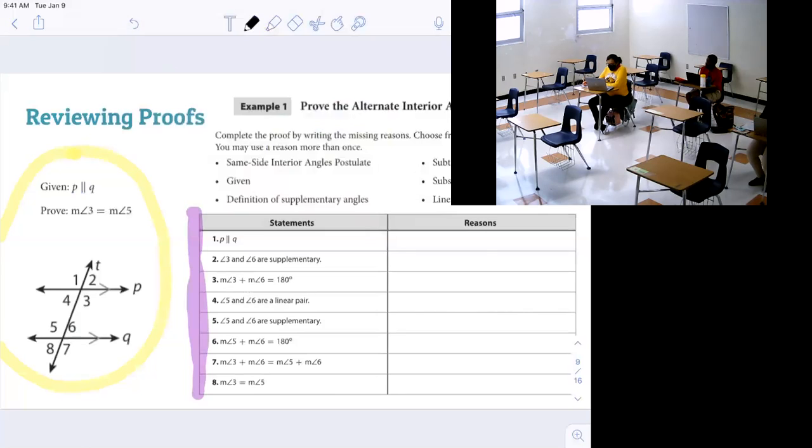Okay, great. Then bring it to the stand. Now notice, we're going to fill in using those reasons, and you may use a reason more than once.